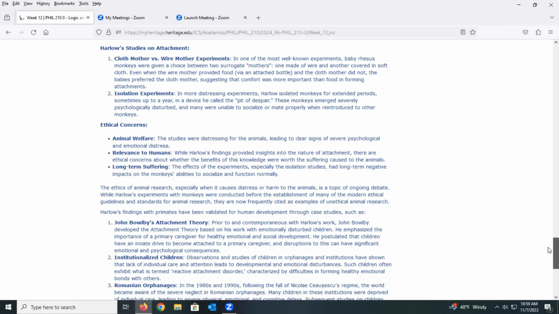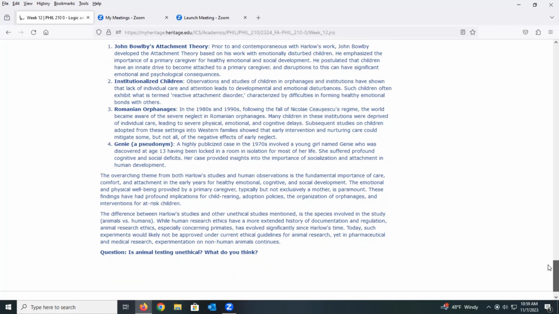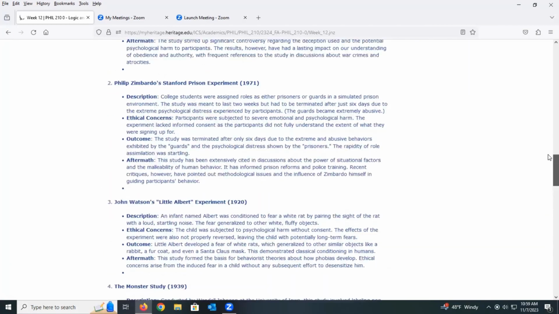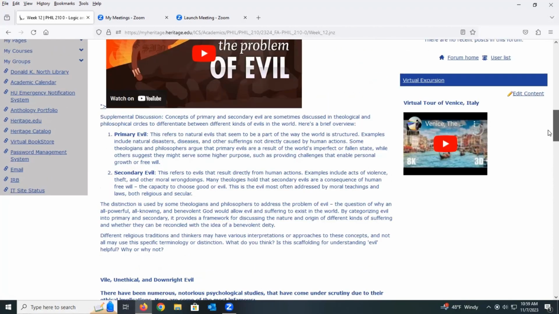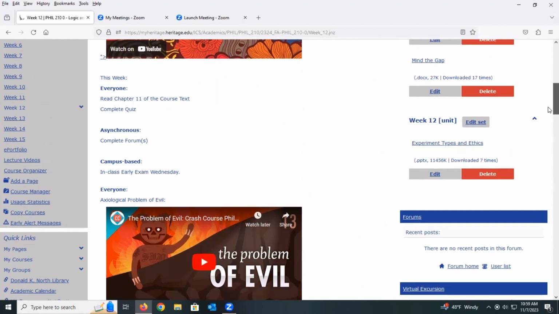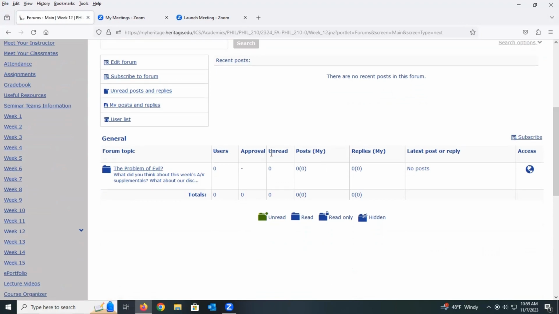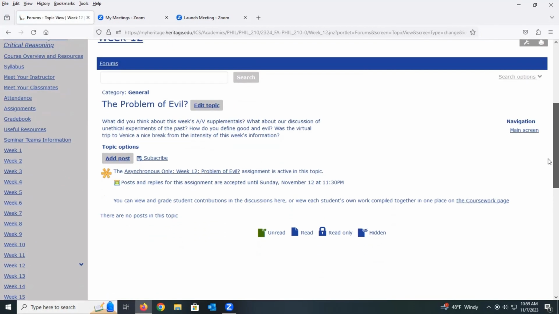We also put Harlow's studies on attachment in the context of John Bowlby's attachment theory, institutionalized children case studies, the Romanian orphanage case studies, and the case of Jeannie. So I would again remind asynchronous learners to read through that information. And those who were in the campus-based, we discuss those ideas. Asynchronous learners, again, have a discussion of the problem of evil in their forums that they need to complete.